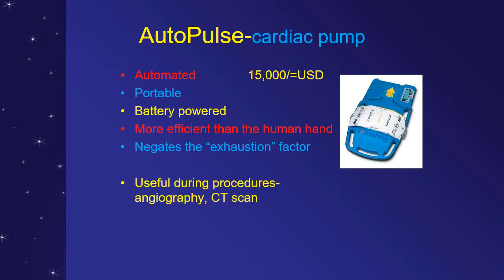factor. So those are very useful during procedures where a person who is in cardiac arrest is undergoing procedures like angiography or CT scan. And it is quite useful for prolonged resuscitation, like in hypothermia and poisoning, where we will have to resuscitate the victim for several hours at times. So then obviously the exhaustion factor is going to come up. That can easily be negated with a cardiac pump like this.